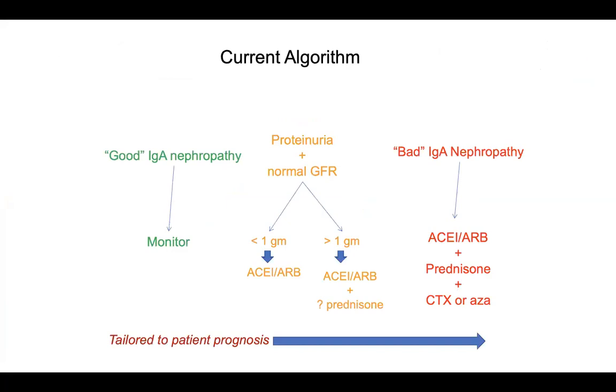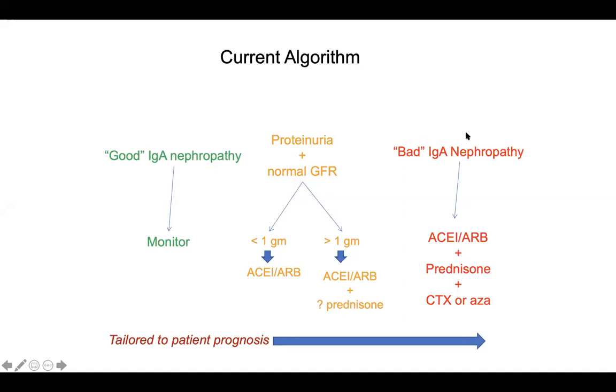So for our patient in the vignette, they had pretty good IgA nephropathy. They had good prognostic factors based on their clinical characteristics. And if their biopsy didn't show crescents or anything like that, I would just monitor them with an ACE inhibitor or an ARB. If they had more than a gram of proteinuria, you're definitely going to use the ACE inhibitor or the ARB. You may or may not add a little bit of steroid.